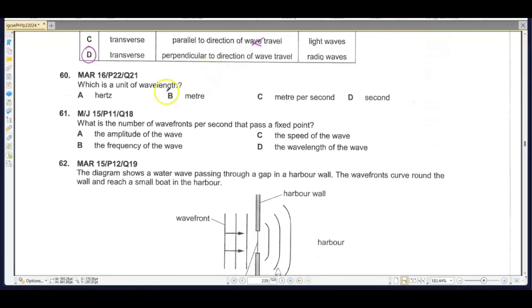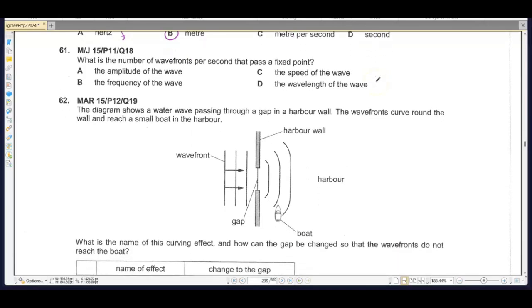Okay, which is a unit of wavelength? Hertz is a unit for frequency. Meter is a unit of wavelength. That's correct. Meter per second is for speed, and second is for time. So B is the correct option.